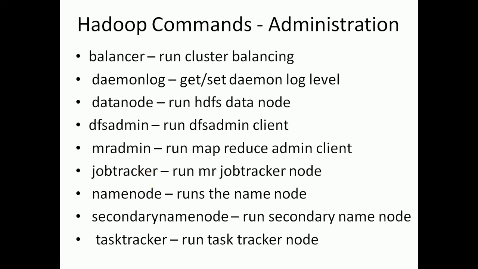namenode runs the name node. The name node has the metadata about the cluster. secondarynamenode: if the name node goes down, in that case all the data about a particular activity or cluster will be lost. So in that case, instead of that name node, the secondary name node acts as the same name node and resumes the whole operation.